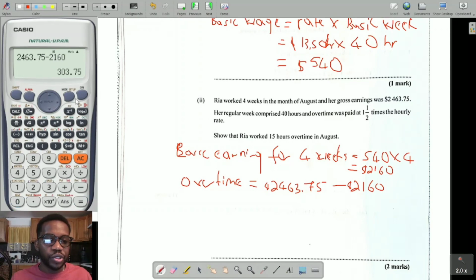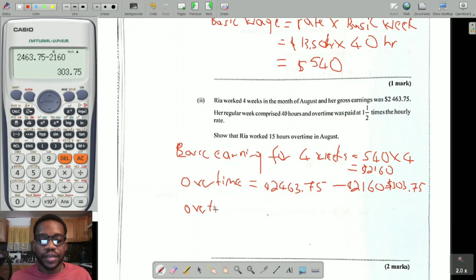Alright, that's $303.75. So this is equal to $303.75. This is the amount of money he's working overtime. Now, when he works overtime, he's paid at time and a half the basic rate. So I need the overtime rate before I can do anything.